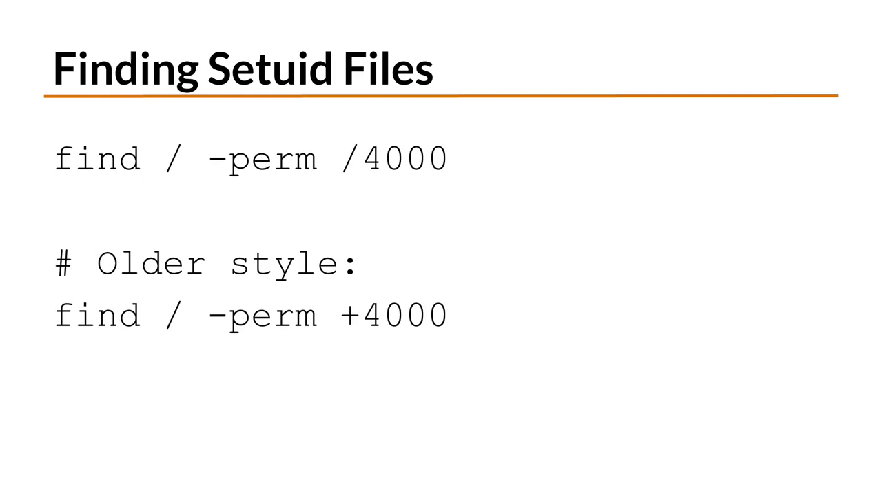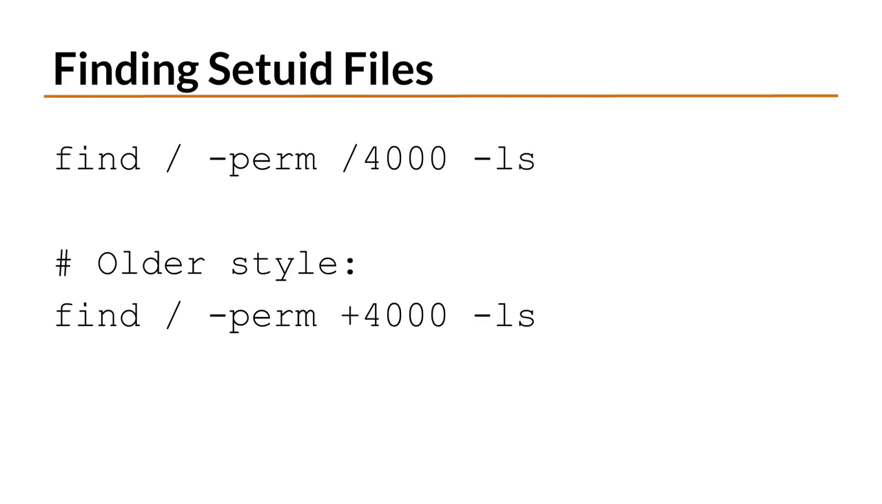To find all the files on a system that have the setuid permission set, you can use the find command. Run find /, which means start searching from the root of the file system, then use the -perm option followed by a / and then 4000. The / means to match any of the permission bits that are set for the file. If you're using an older version of find, you might need to run -perm +4000.